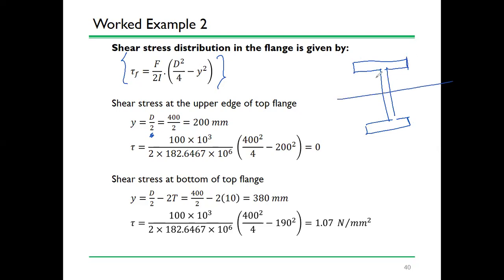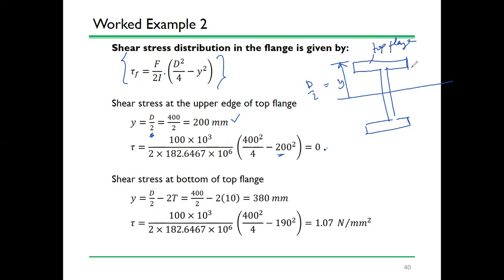This is the neutral axis. So from here to here, this is the y we are talking about. And this is equal to d over 2. So you calculate that, and then you substitute into the equation. So wherever is y, you put 200, and this gave a 0 result at the top of the top flange.